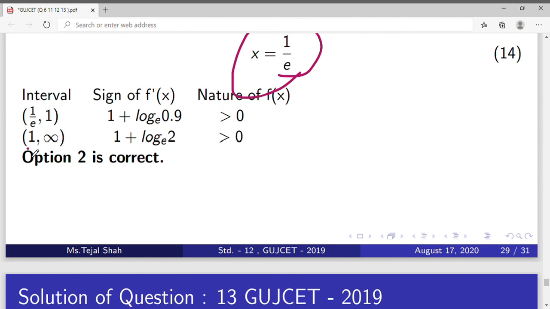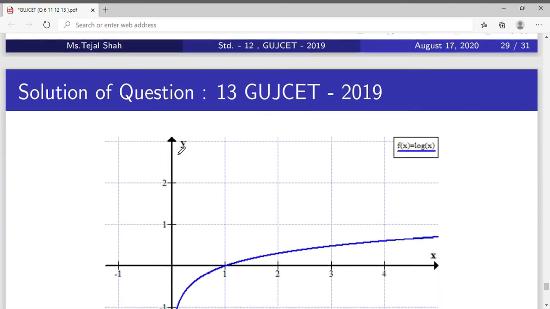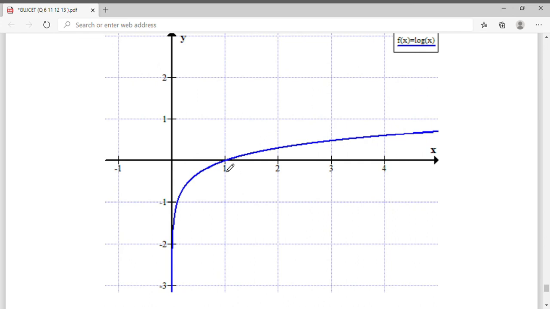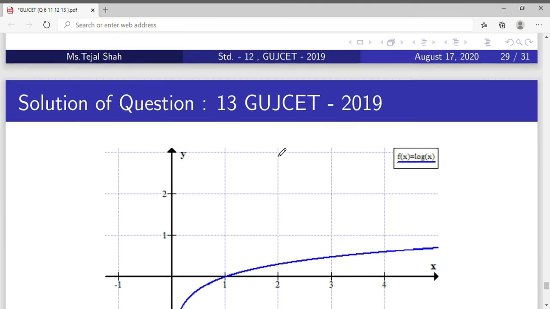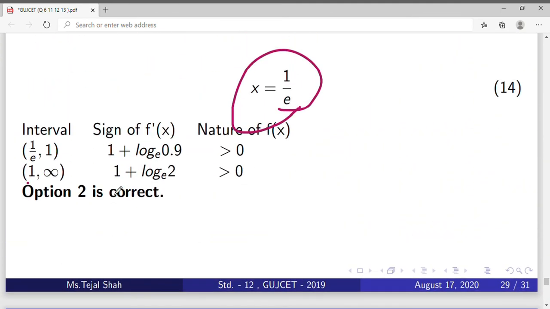In the same way, check the behavior of the function in the interval 1 to infinity. Consider any point, suppose I consider the point 2. So 1 plus log 2. Now we know the behavior of the log function: log 1 is 0, and at all other points the function is continuous, with positive values for x greater than 1. So log 2 has some positive value. If we put 1 plus a positive value, this is greater than 0. So again in the interval 1 to infinity, the function is increasing.